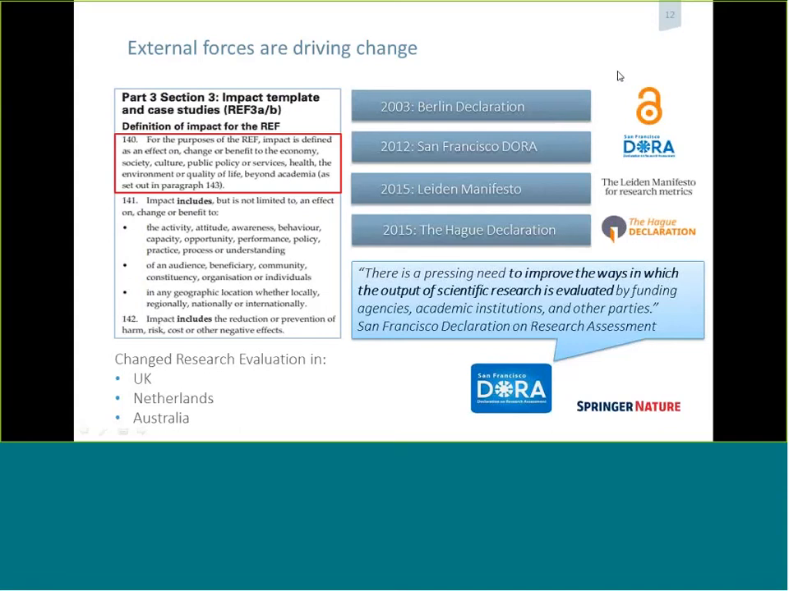Also, researchers and editors are starting to drive this forward. For example, the San Francisco Declaration on Research Assessment says there's a pressing need to improve the ways in which the output of scientific research is evaluated.